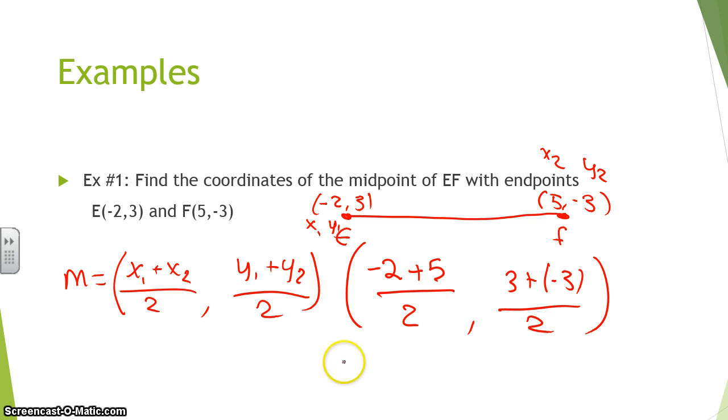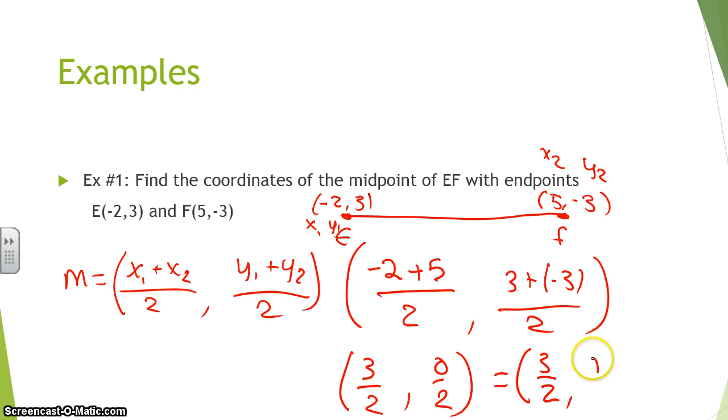-2 plus 5 is going to give me 3 over 2. 3 plus -3 gives me 0 over 2. Can we simplify this? For the first one, 3 over 2, we cannot, so we can leave this as 3 over 2. For my y, that would simplify to 0. So my midpoint for this question is going to be M, for midpoint, equals (3/2, 0). And that's where the point would fall for the center, for the midpoint.